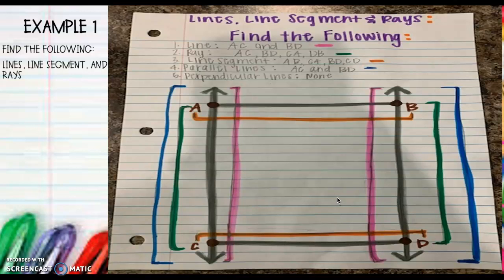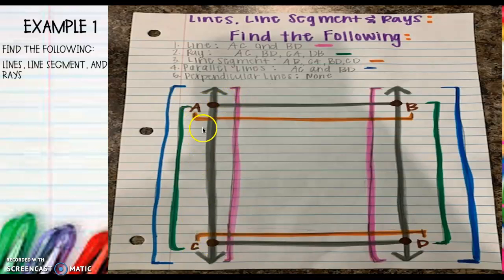So what's going to happen is you have to find the line, ray, line segment, parallel lines, and perpendicular lines. So let's look at it. Remember, we know that a line goes on forever in both directions. So which one would be a line? The pink. So you have a line on this side and you have a line on this side. So I have identified the line is AC.